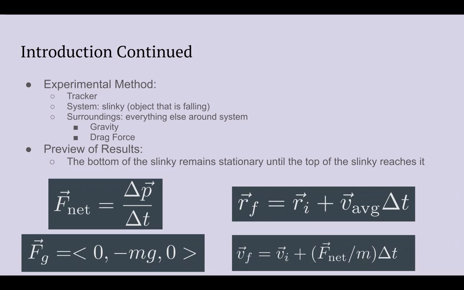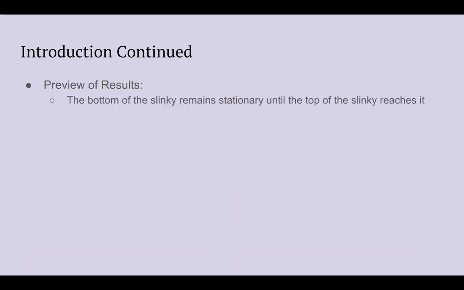In addition, the force due to gravity is equal to the mass of an object times the acceleration due to gravity, and it points in the negative y direction. As we will see later on in the presentation, the bottom of the slinky will remain stationary until the top of the slinky reaches it.